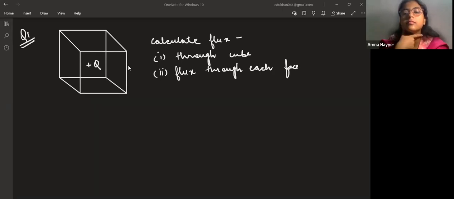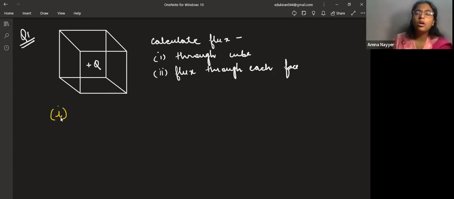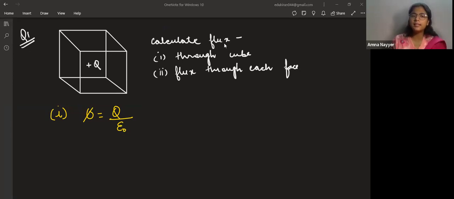See, that is right, E dot ds, but we had solved it, no? Gauss' law said that if a charge Q is enclosed within a closed surface, this is a closed surface, all of you agree? The cube is enclosed within a closed surface. So flux will be simply charge enclosed divided by epsilon naught. Fine, charge enclosed divided by epsilon naught. That's it. This was the flux, Q by epsilon naught.